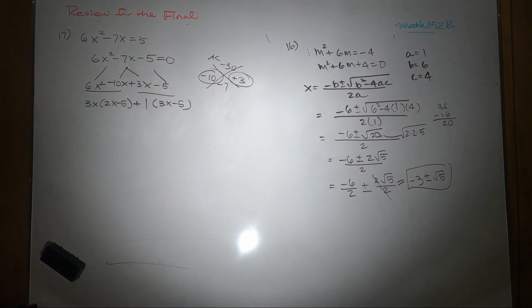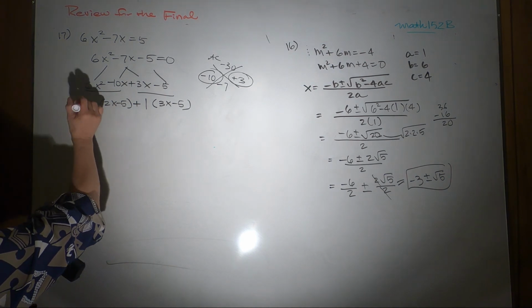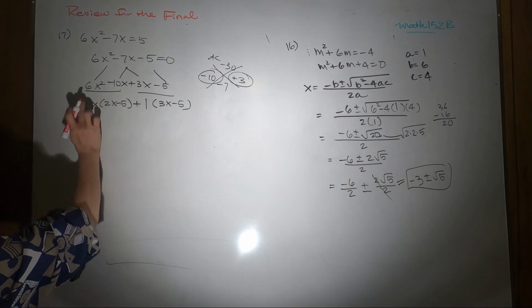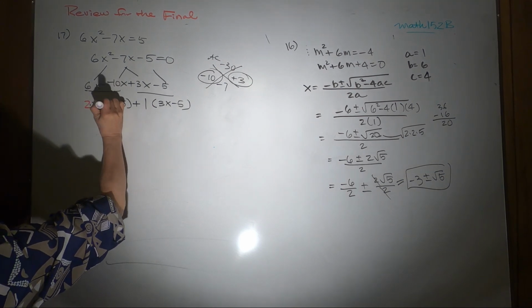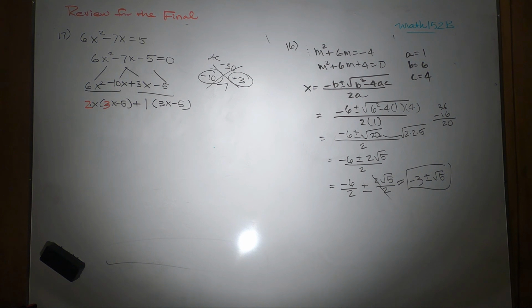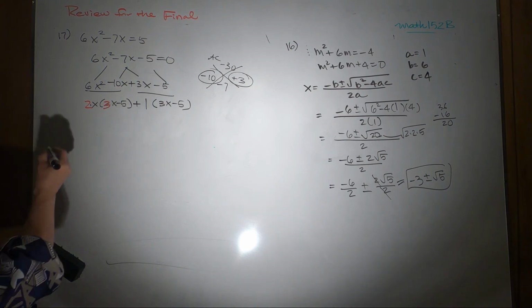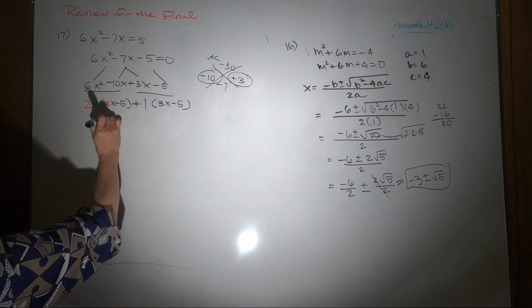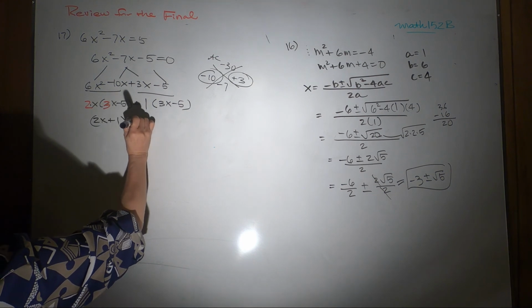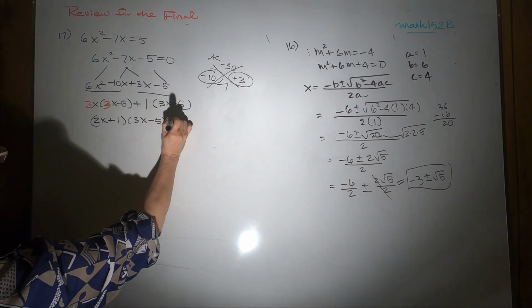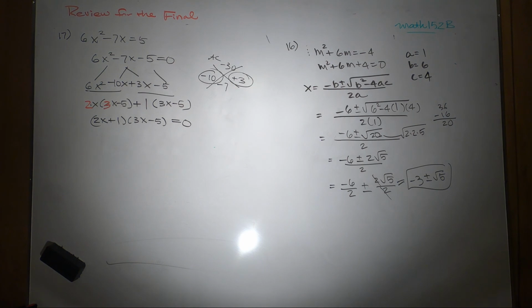What I was thinking, something is not right, because I need to take a 2 here, 6 and 4. I should have 3 here, right? When you find that things don't match, it means we had mistakes early on, okay? So then 2x plus 1, 3x minus 5 equals 0, right?